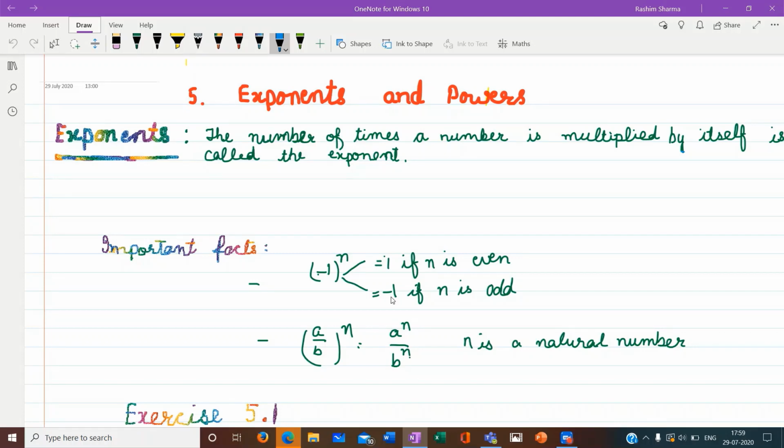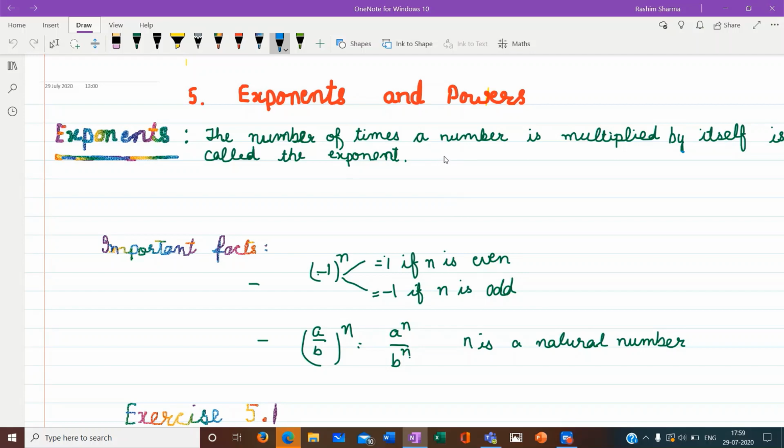Hello students, in today's mathematics class we are going to start with chapter 5, exponents and powers. Let us understand what exponents are. The number of times a number is multiplied by itself is called the exponent. It means if a number is multiplied more than one time, we can write it in exponential form.